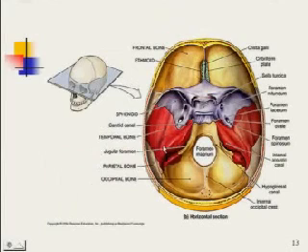This is a superior view after a sagittal cut. You're actually looking down into the floor of the skull. Again, to orient yourself, the foramen magnum is in the occipital bone, which is the posterior bone of the skull. So when you see the foramen magnum, you know you're toward the posterior aspect of the skull. Again, we're looking into the floor of the skull.